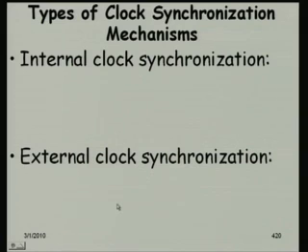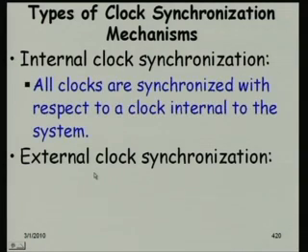Roughly there are two main mechanisms. One is called the internal clock synchronization, the other is called the external clock synchronization. As the name says, in internal clock synchronization the time value will be determined based on some clock internal to the system. Maybe one clock, maybe many clocks, but all the clocks are internal. Whereas in external clock synchronization, we will use an external clock like the UTC.